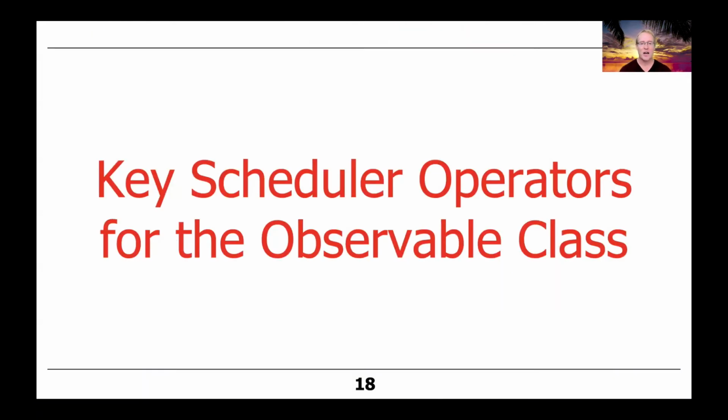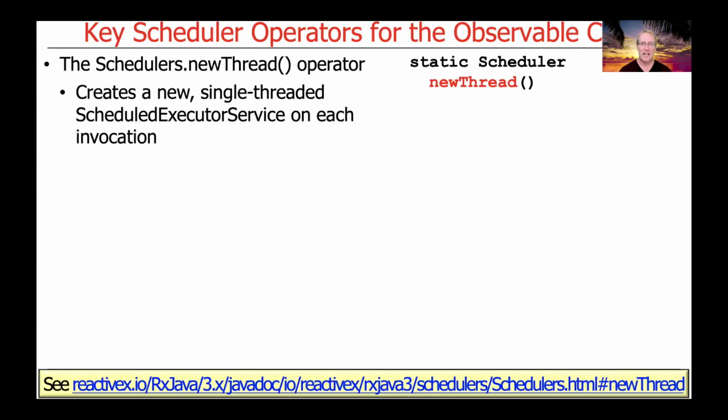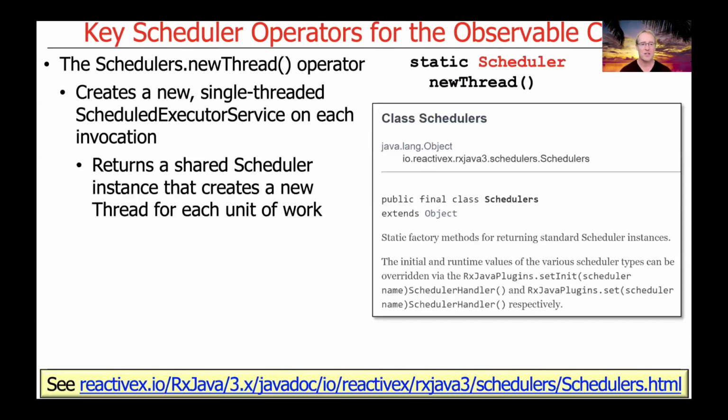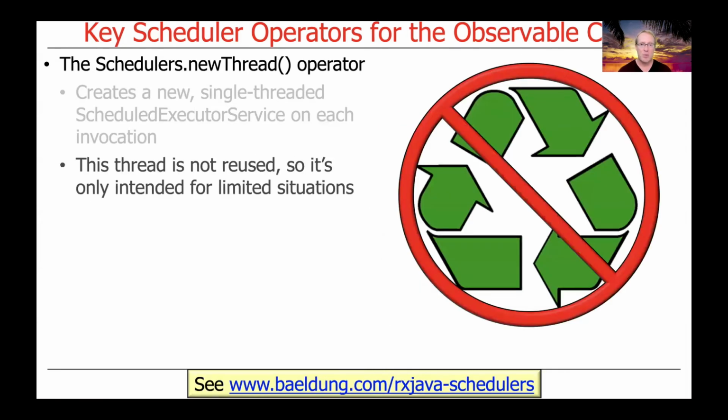Let's now turn our attention to a key scheduling operator used in the context of the Observable class. And that would be the newThread operator defined in the Schedulers utility class. This operator creates a new single-threaded scheduled executor service on each invocation. Keep that in mind. Each invocation will return a new single-threaded executor service instance. It returns this shared scheduler instance that does create a new thread for each unit of work that's being given.